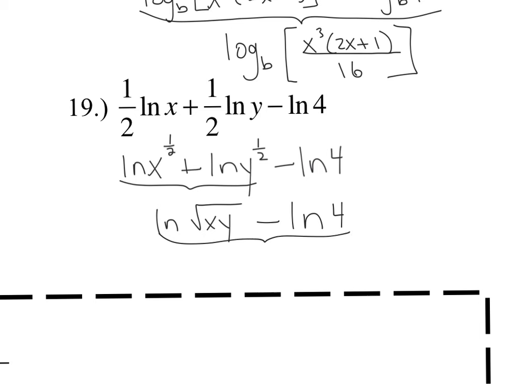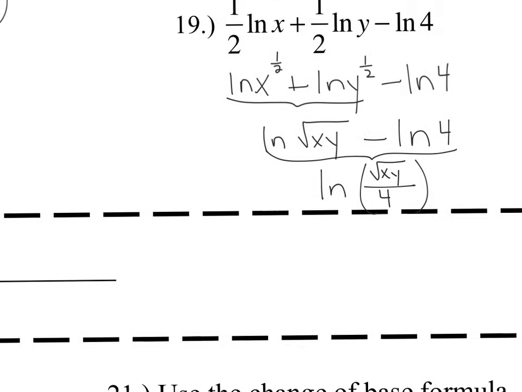It's subtraction, so I'm going to use my quotient property, which means I'm going to divide the square root of xy by 4. It is nice to put parentheses after the natural log or the log, or brackets or something to indicate that they all stay together.